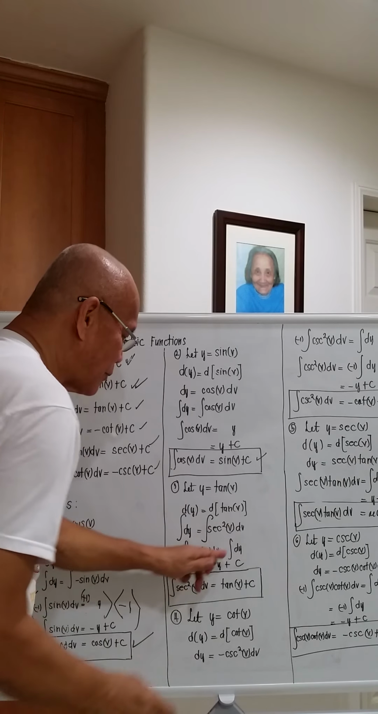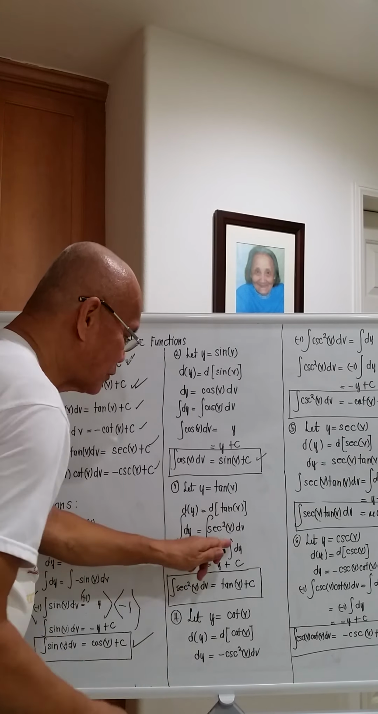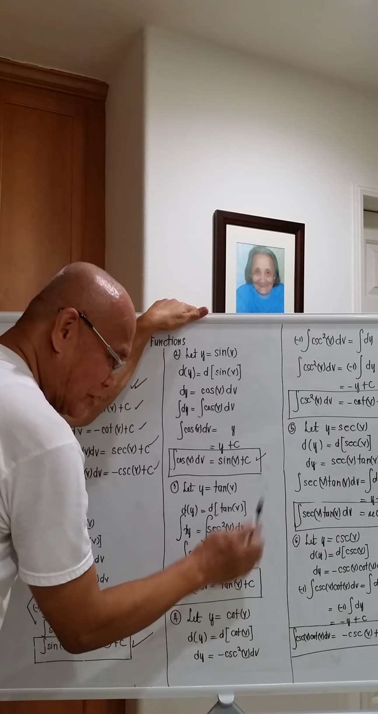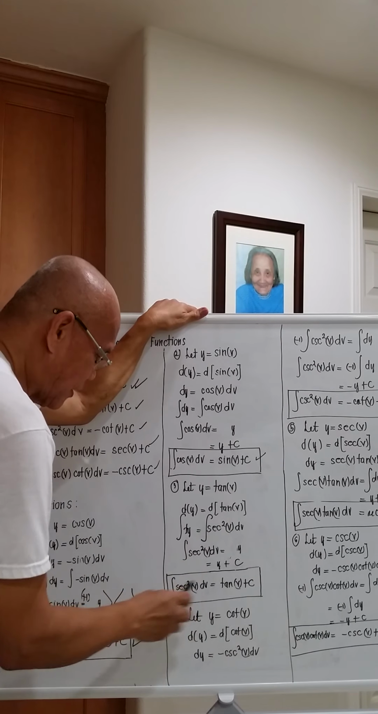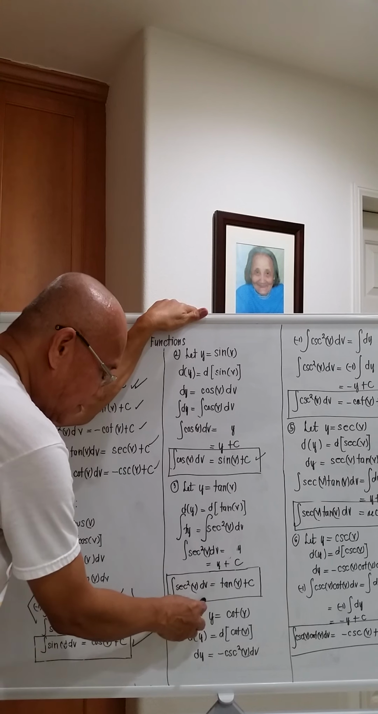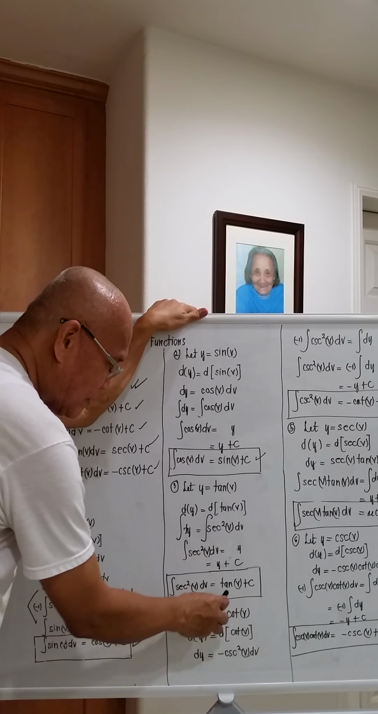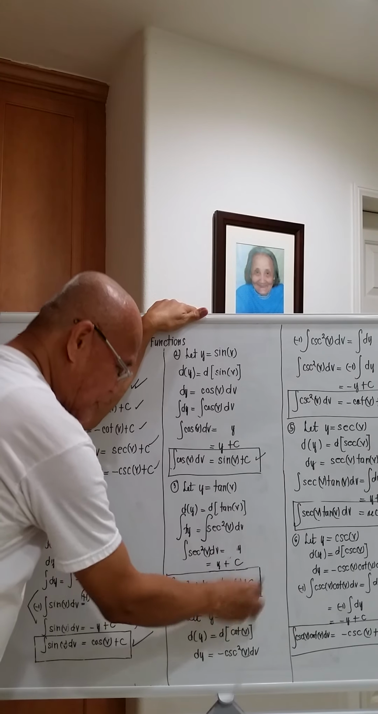Then we rearrange, we put this on the left, we put this on the right. Therefore, the integral of secant square of b db is equal to the integral of dy. Then this will cancel out. The integral of dy is just y, plus c. But what is y? Y is tangent of b. So in general now, if we are integrating secant square of b db, the proper integral will be tangent of b plus c.